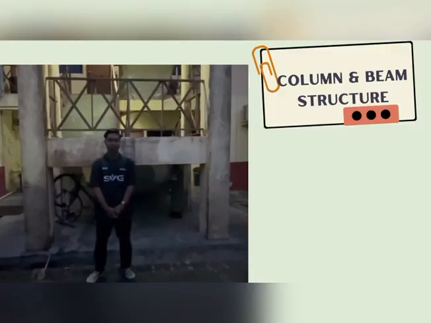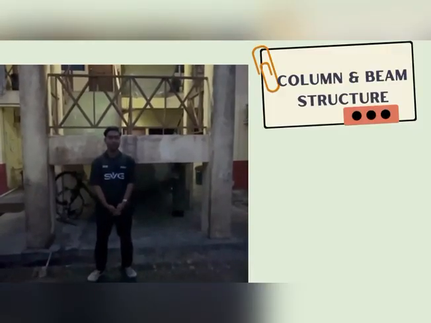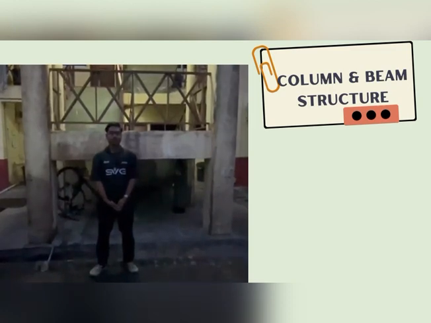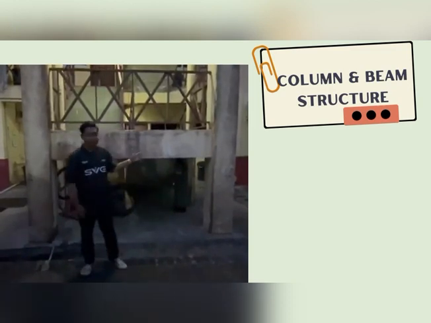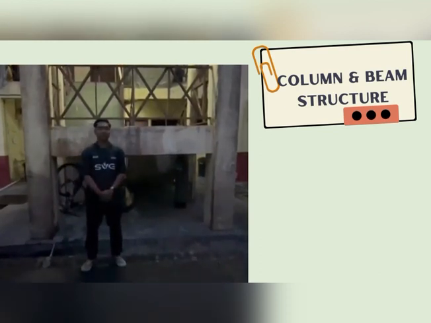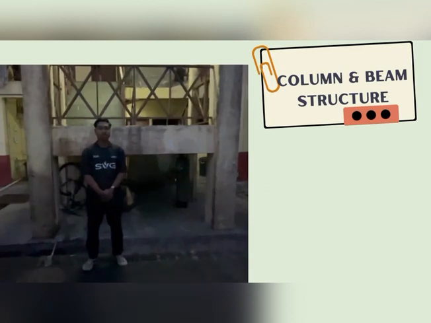Assalamualaikum warahmatullahi wabarakatuh. My name is Muhammad Nabil bin Kamaluddin. My metric number is CF220044 and this is my structure, column and beam. This structure is located at Perwira.